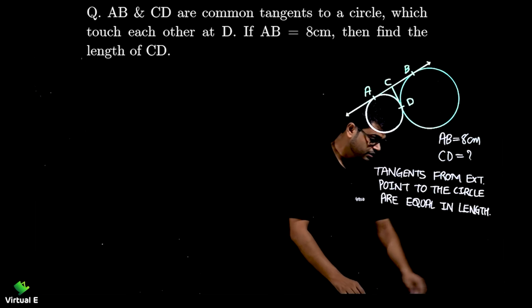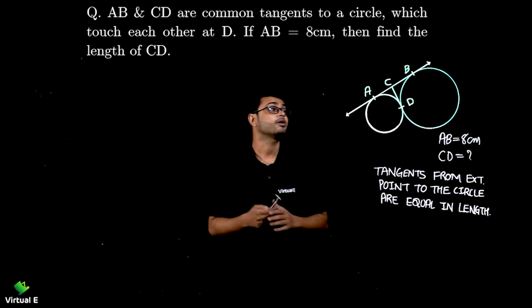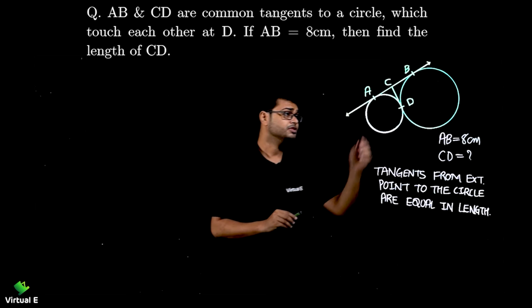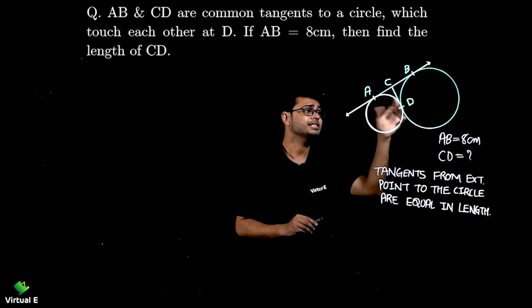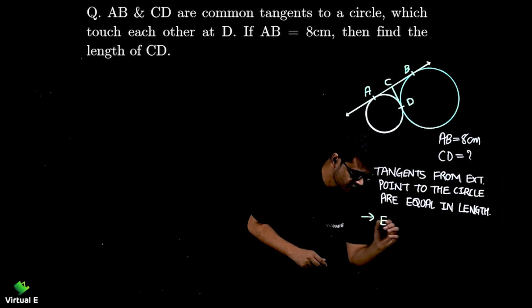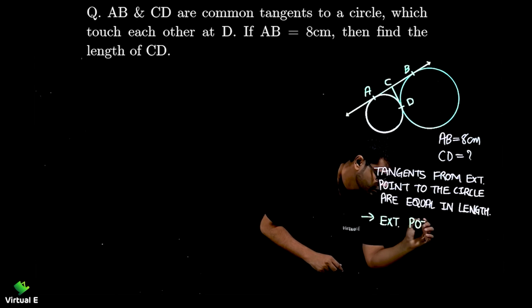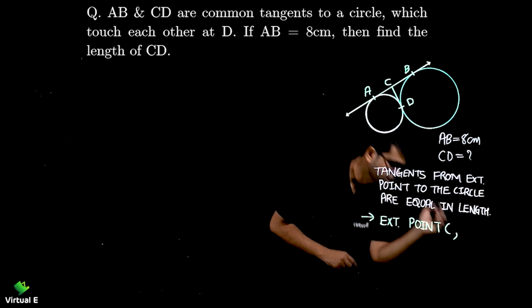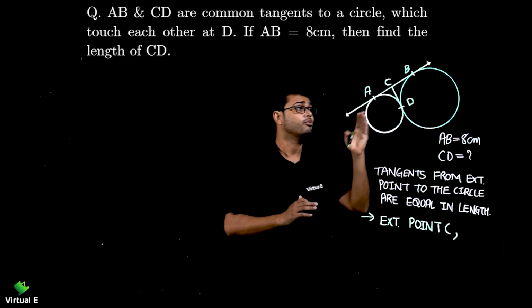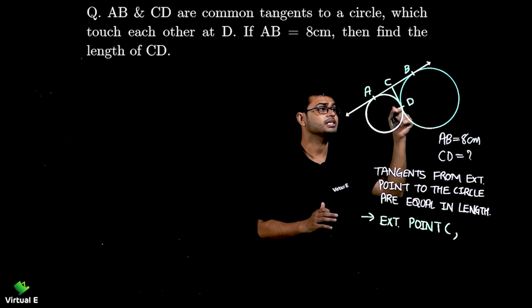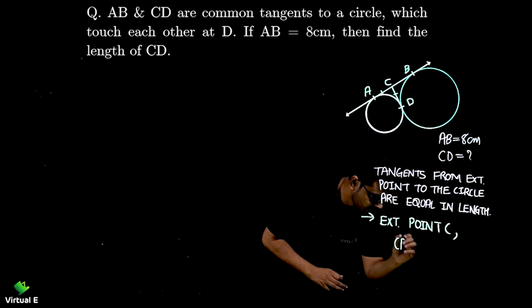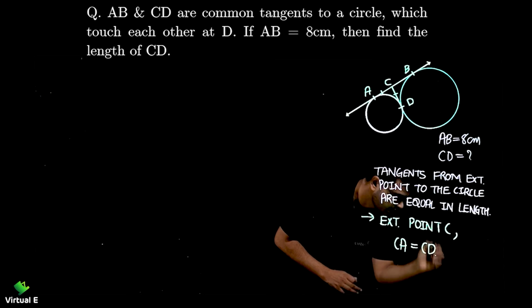So first of all, let's talk about the external point. There are many. Which external point shall we start from? Rather than talking about the external point, we need to talk about the circle. First, let's talk about this circle ACD where it touches. So I'm taking external point C over here. For external point C, the tangents coming out from C are CA and CD, so these two will be equal. So I can write that CA is equal to CD.